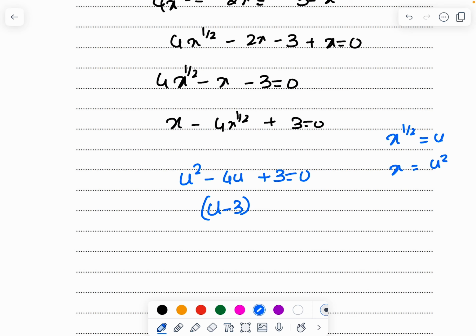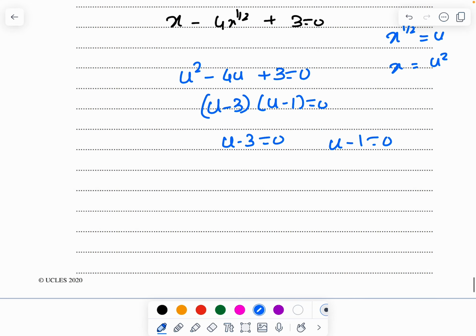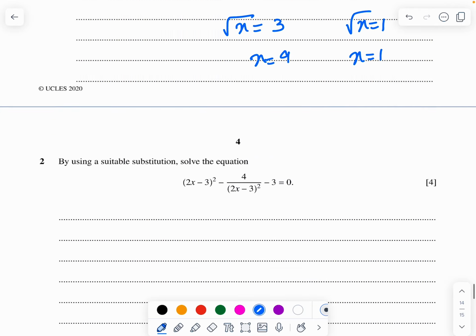Factorize it out. This is easy factorization. So u minus 3 equals to 0, u minus 1 equals to 0. So u equals to 3, u equals to 1. Square root of x equals to 3, square root of x equals to 1. So x equals to 9, x equals to 1.